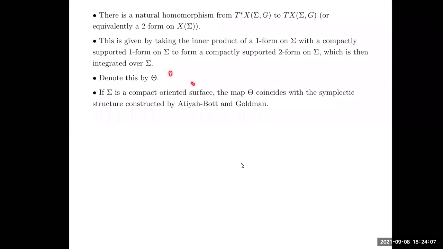In the case of a compact oriented surface, theta coincides with the symplectic structure on the character variety, which was constructed by Atiyah and Bott. This is in 1983 and 1984.